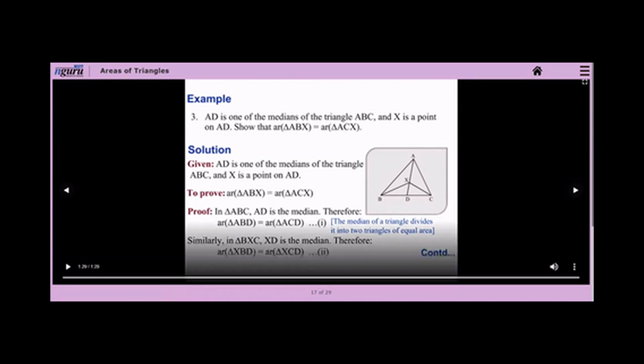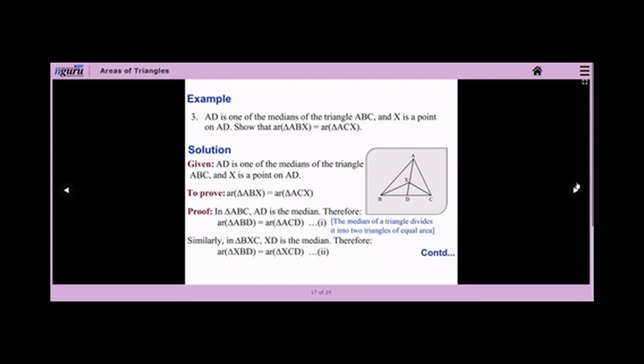What is the next step? Ma'am, we have to subtract equation 2 from equation 1. Correct. 1 minus 2, right? Yes, ma'am. Equation 1 minus equation 2, you will get the answer.